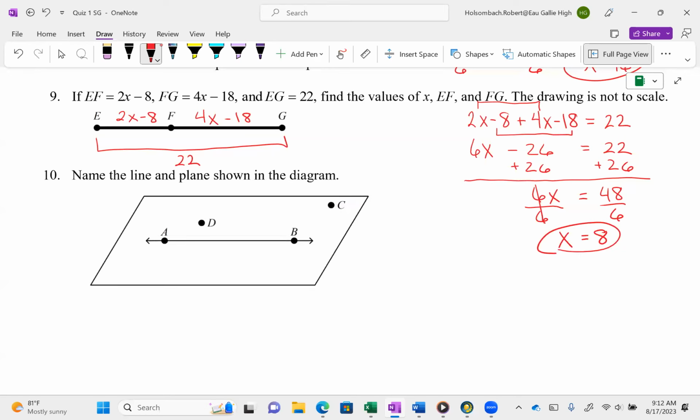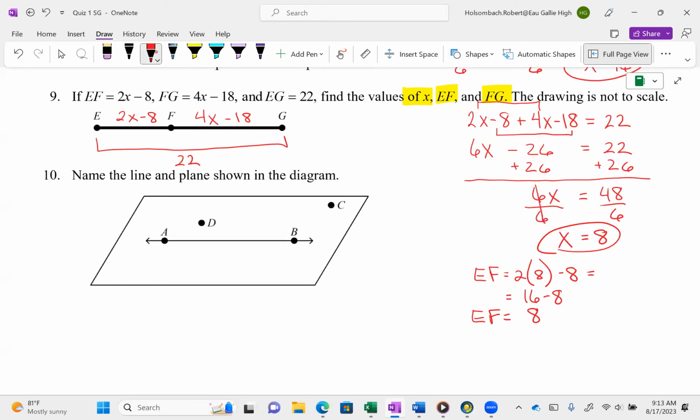Now, be careful on this question tomorrow, please, because they're asking you to find the values of x, E to F, and F to G. It's not going to be a multiple choice question for the pre-AP classes. So it's going to be a three-part answer, short answer. So make sure you read all the directions because now we need E to F. All right, our EF is equal to 2 times 8 minus 8, which is 16 minus 8, which is 8.